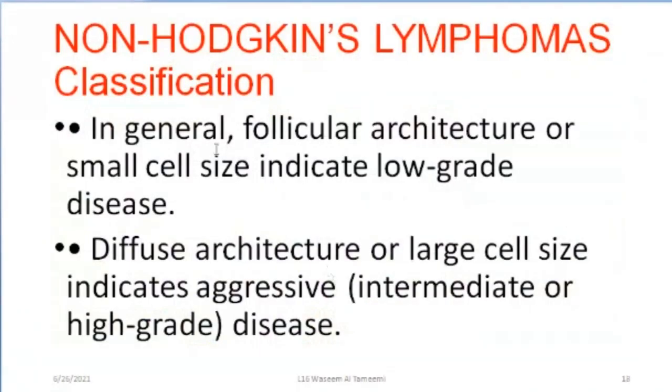لذلك احنا عندنا two main types of histological patterns of lymphoma. واحدة من عندها follicular architectures with small cell size and these indicate low grade disease or low grade non-Hodgkin lymphoma. والثانية هي diffuse architectures or large cell size اللي هي more aggressive lymphoma اللي حتكون أما intermediate grade lymphoma or high grade lymphoma. أتمنى هاي النقاط واضحة.